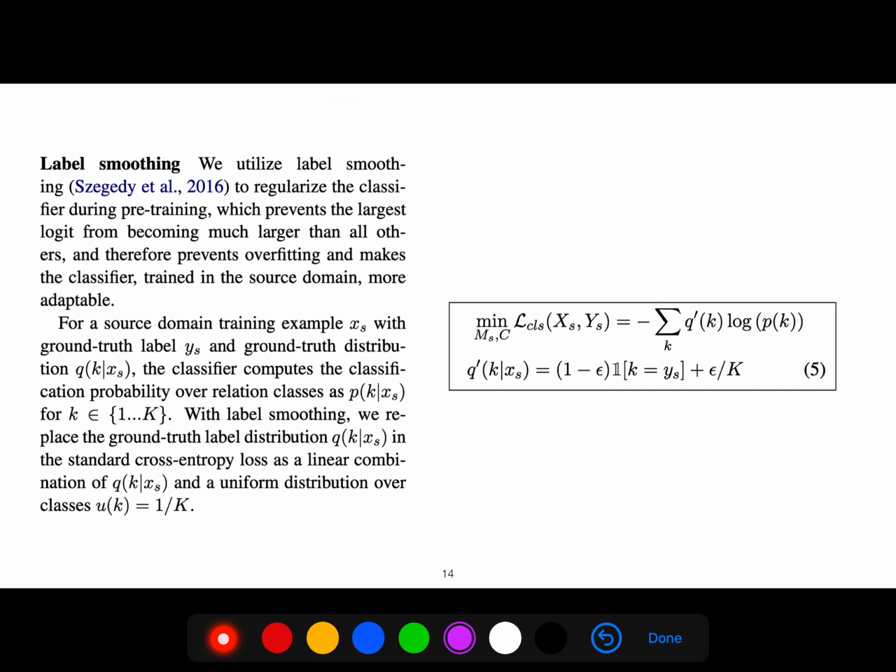And also label smoothing. We utilize label smoothing to regularize the classifier during pre-training, which prevents the largest logit from becoming much larger than all others. So we smooth it, because otherwise it produces overfitting. For a source domain training example with ground truth Y sub S and ground truth distribution Q, the classifier computes the classification probability over relation classes.